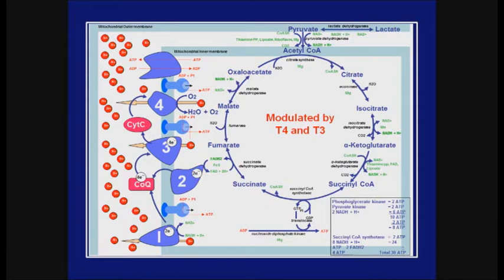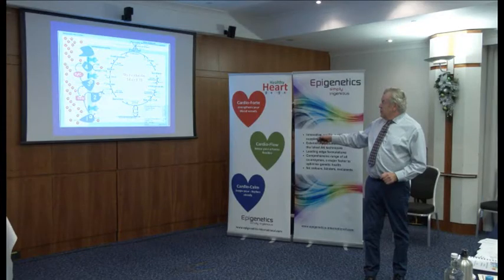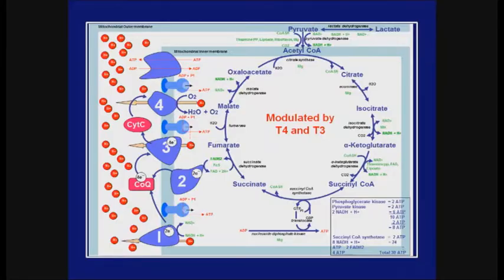So complex 1 then hands on the hot potato, or the electron, to complex 2 via coenzyme Q10. And CoQ10 then hands it on to complex 3. So at this stage, we've got 4 electrons going on to complex 3. So we've got 2 from FADH2 and 2 from NADH plus H plus there. And as a result, we've also got 4 protons. Okay? So the concentration of the protons in the membrane is building up.